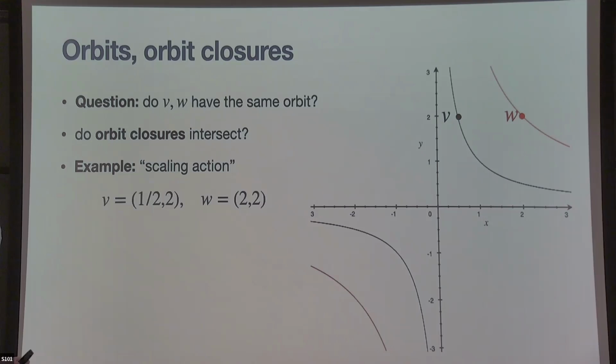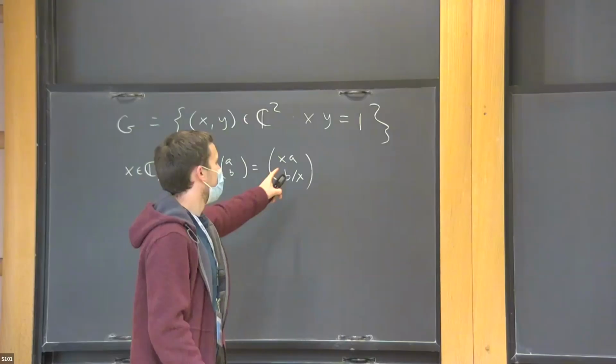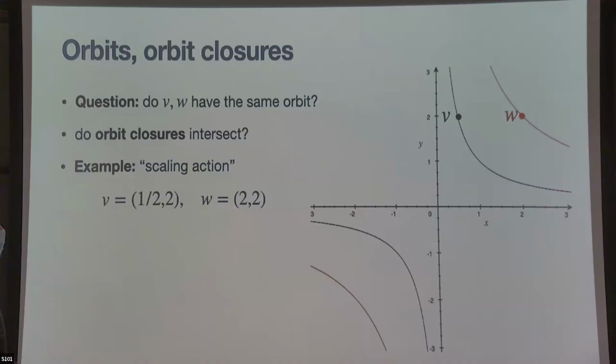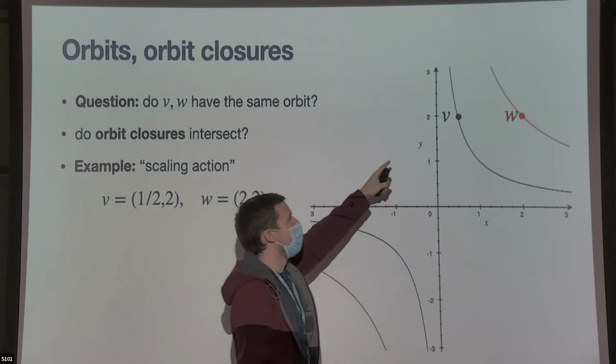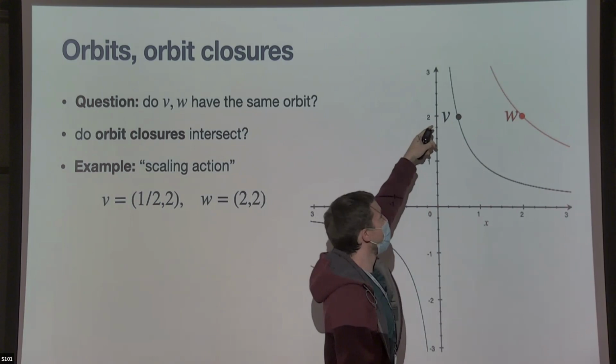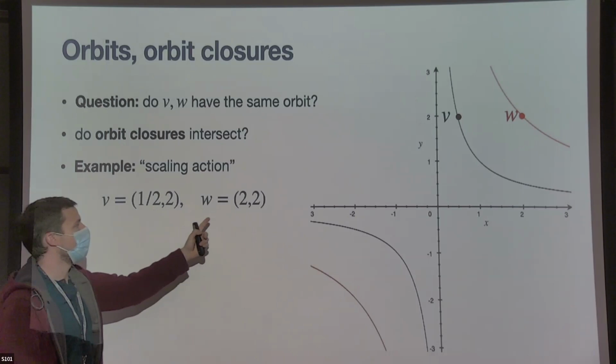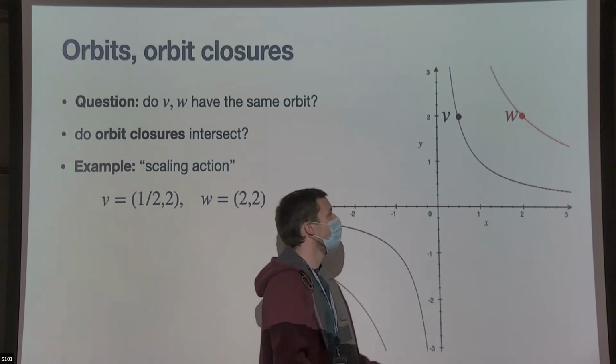So here's the particular example I was talking about on the page before, where we have x acting by x times a and b over x. So these orbits I've drawn, I've taken everything back into R, but this is what the orbit would look like. The y coordinate could turn into x over 2 and 2 over x. This could turn into 2x and 2 over x. So these are what the orbits look like. And in this case, you see that neither the orbits nor orbit closures intersect.